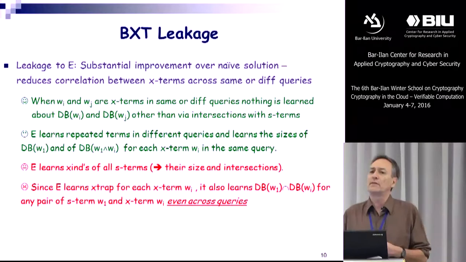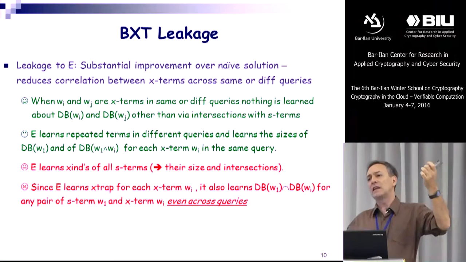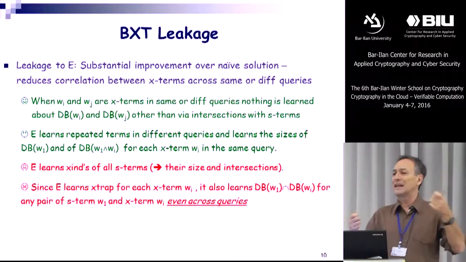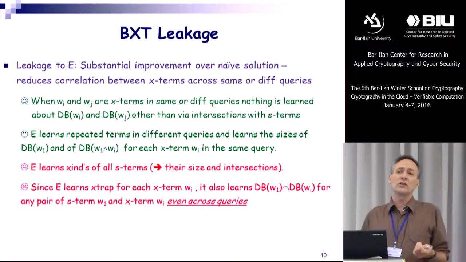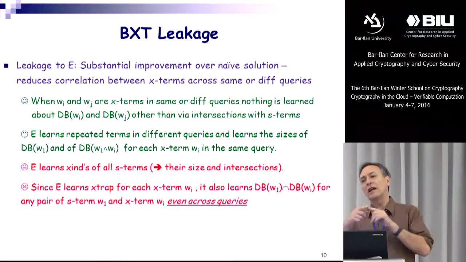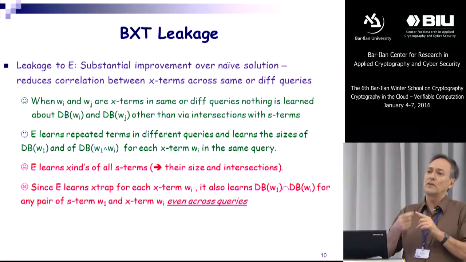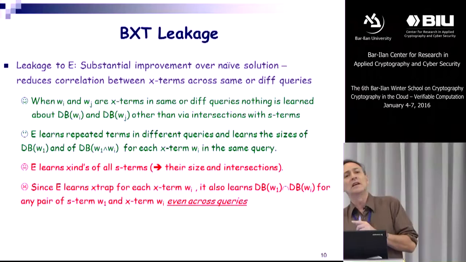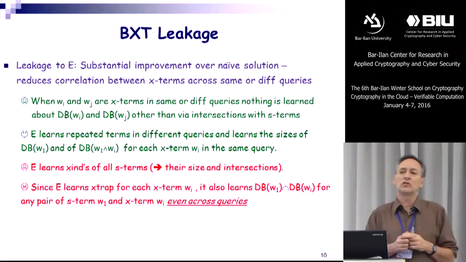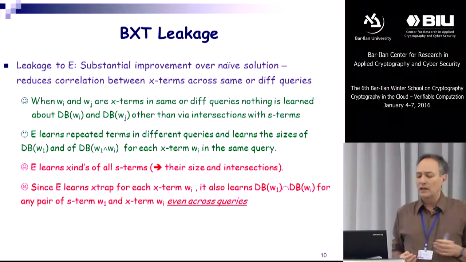One is the fact that you can take any s term from one query with any x term from another query, and the server can check at least the size of the intersection. That's number one. Another thing that is not nice is that these xind values have to be the same for any repeating document. It has to be the same because the server has to input that into the hash function, which means that actually the server can also find intersections, or at least sizes of intersections between s terms. So overall, there is a lot of cross-query leakage happening here, less than in the naive, but still not very nice.